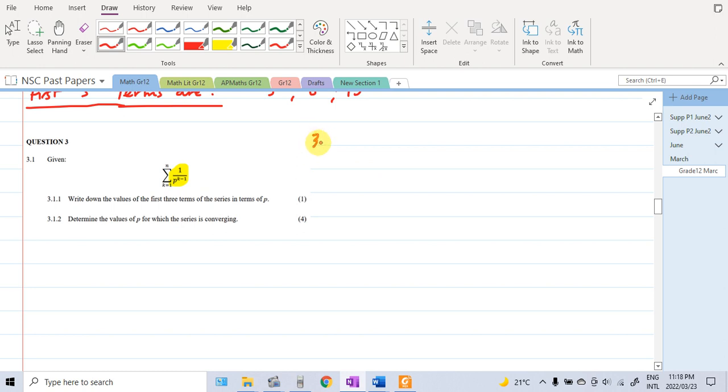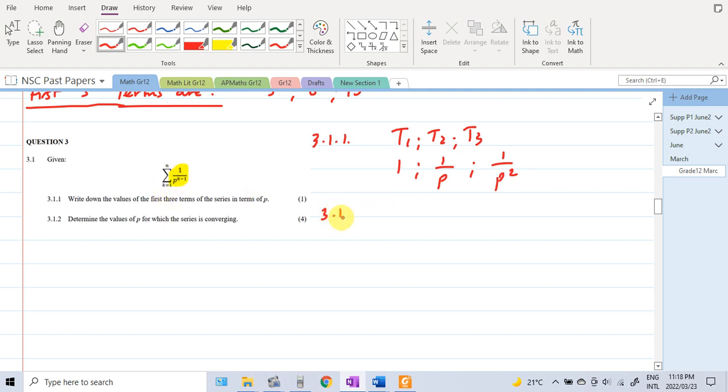So 3.1.1, we want term 1, term 2, and term 3. Basically term 1 is 1 over p to the power k minus 1, which is 1 minus 1 is 0, so 1 over p to the power 0 is 1. Term 2 is 1 over p to the power 2 minus 1, which is 1 over p, and term 3 is 1 over p squared, because the value of k is 3. So you just keep on moving the counter.